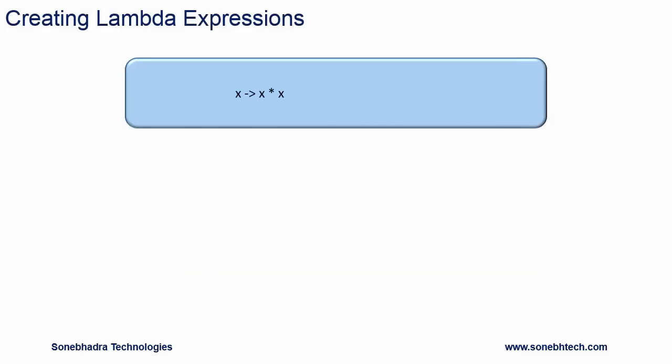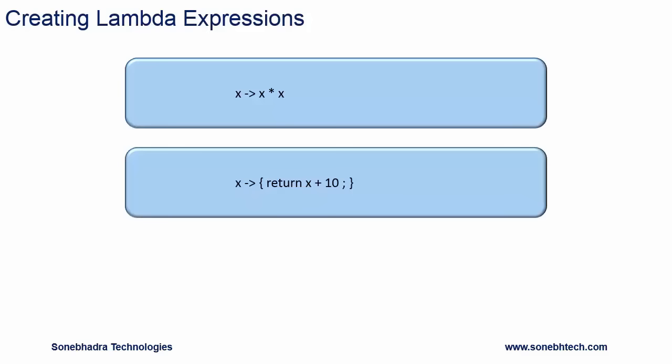Creating lambda expressions. Okay, let's see the different ways of creating a lambda expression. x arrow operator x into x. Here x is the parameter and x into x is the expression. The type of parameter and return type is known to the compiler by context. Let's see the next one. Here x is the parameter and we have a block of statements returning a value.